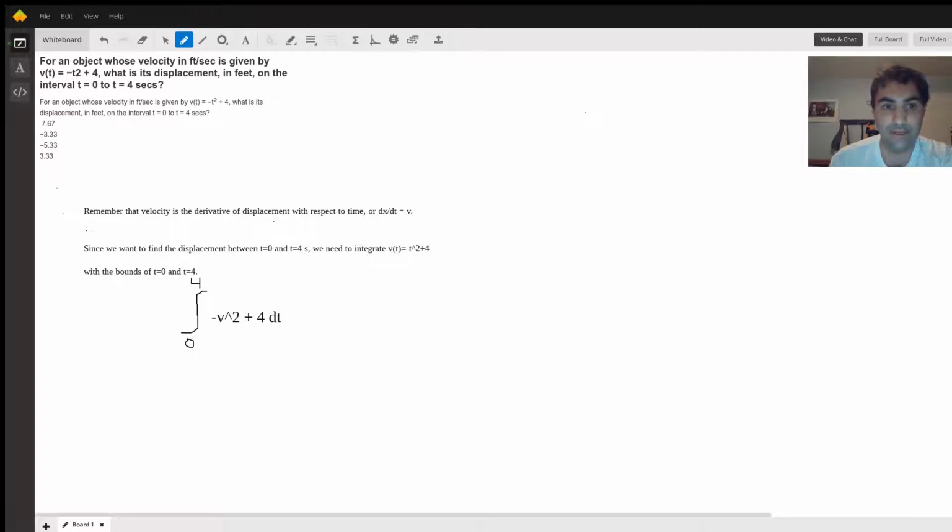So since we're trying to find the displacement between t equals 0 and t equals 4, we need to integrate v(t) equals minus t squared plus 4 as a definite integral with the bounds of 0 and 4. So I wrote out what the integral looks like, and I'll leave it to you to figure out what the answer is.